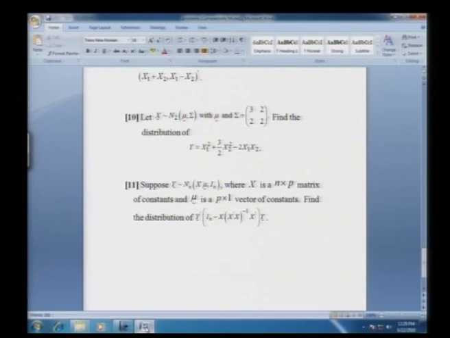We will look at the next problem, which is problem number 11. This is y following a multivariate normal in n dimensions with X mu as its mean vector and its covariance matrix as I n, where X is an n by p matrix of constants and mu is a p by 1 vector of constants. We are required to find the distribution of this quadratic form.